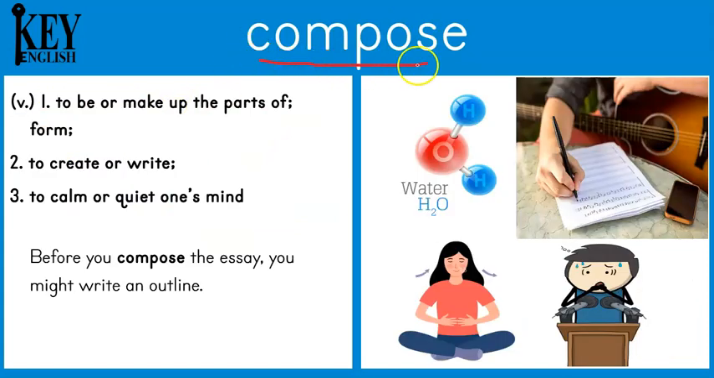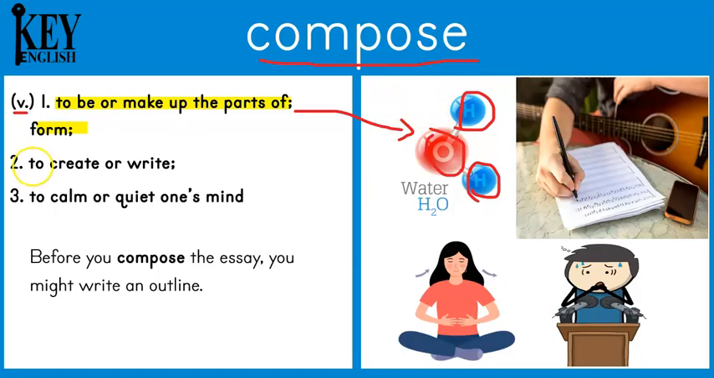Our next word is compose. Compose is a verb, and we can use this word in 3 different ways. The first way is to be or make up the parts of, form. And this means that something is made up of different parts, just like water. I can say water is composed of hydrogen and oxygen. These are the things that make up water, the oxygen and the hydrogen. So whenever you're thinking about things that make up something else, you can use this word compose to explain that.